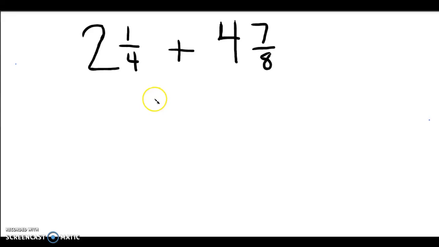Hey mathematicians, we've already talked about how to add fractions, but today we're going to look at adding specifically mixed numbers and see if anything changes in our process.